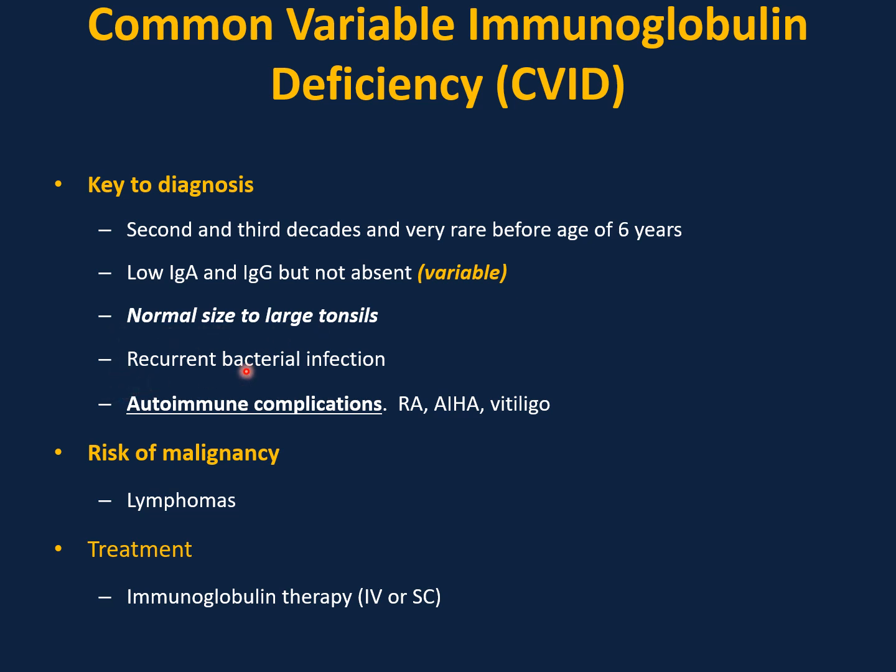They present with recurrent infections, recurrent meningitis, pneumonia, ear infections, and commonly associated with autoimmune complications, and this is high yield. Rheumatoid arthritis, autoimmune hemolytic anemia, vitiligo. Risk of malignancy is high. They may have lymphoma or present with lymphoma. Treatment is simple. Low immunoglobulins, give them immunoglobulin. Low antibodies, give them antibodies, IV or subcutaneous.